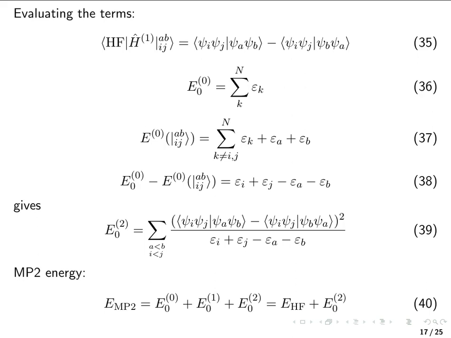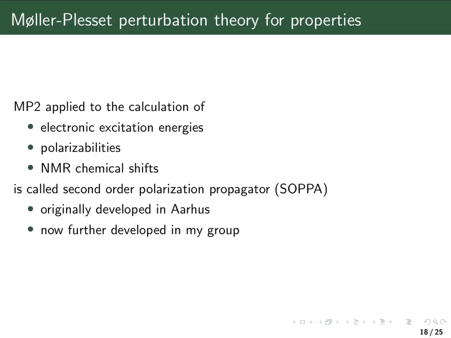Now that's for the Hartree-Fock ground state. There are also methods based on Møller-Plesset perturbation theory through second order for the calculation of other properties, which we will discuss later on. These properties are, for example, electronic excitation energies or polarizabilities or NMR chemical shifts or coupling constants. And one of these methods is called the second order polarization propagator, SOPPA, which was originally developed at the University of Aarhus, but is now further developed in my group at the University of Copenhagen.